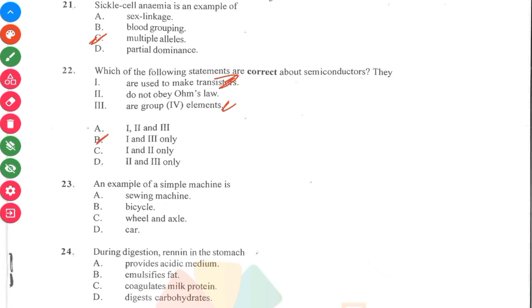Question number 23. An example of a simple machine is A. Sewing machine, B. Bicycle, C. Wheel and axle, D. Car. The answer is C, wheel and axle.